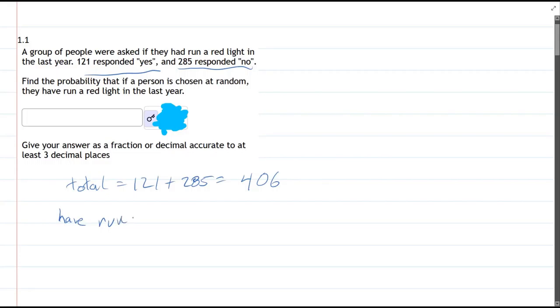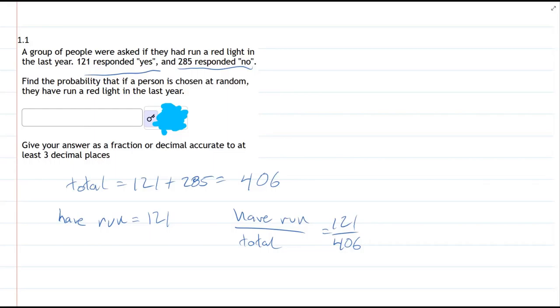So if they have run, there will be 121 of those. And we want to know the proportion that have run out of the total. So we have 121 over 406. You can convert this to a percent, but we'll just leave it as a fraction, and that's totally fine. And let's go ahead and uncover the answer. And there we go.